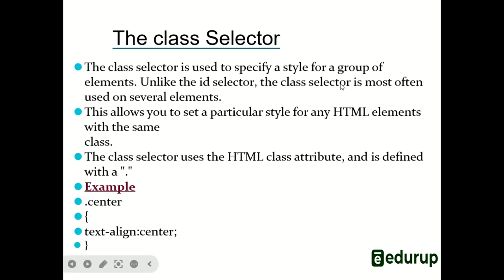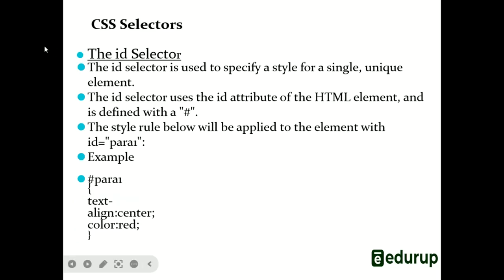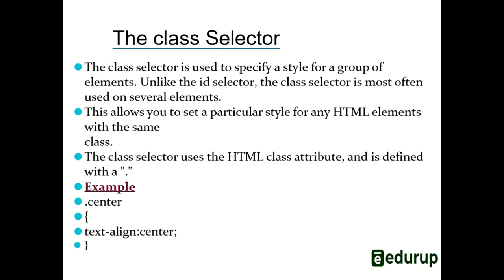Unlike the ID selector, the class selector is most often used on several elements. Not only one single element, a group of elements or several elements I can use. This allows you to set a particular style for any HTML elements with the same class. I can use the same class name many times, but in this case, an ID we cannot use. A class selector uses the HTML class attribute and is defined with what? Full stop character, dot character.